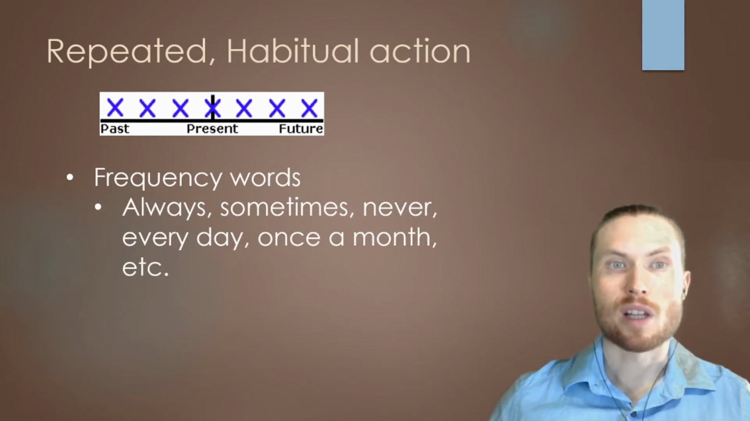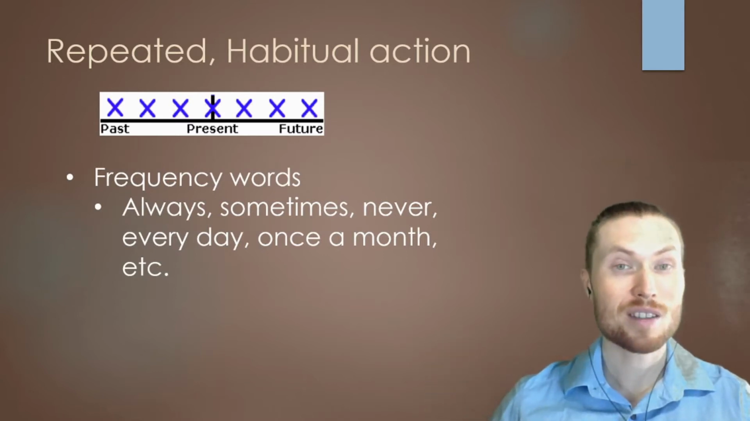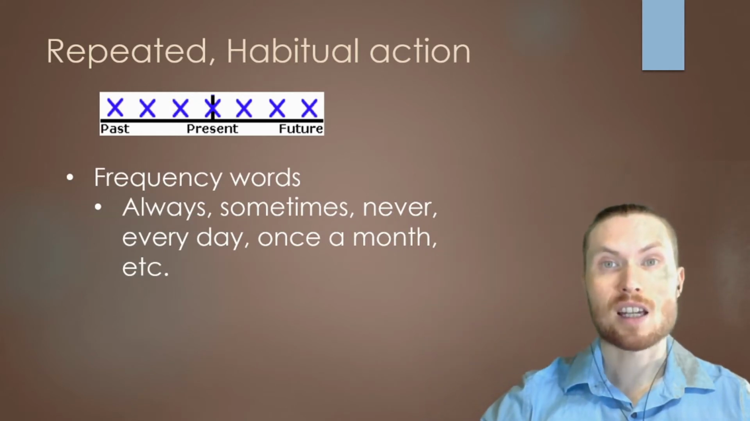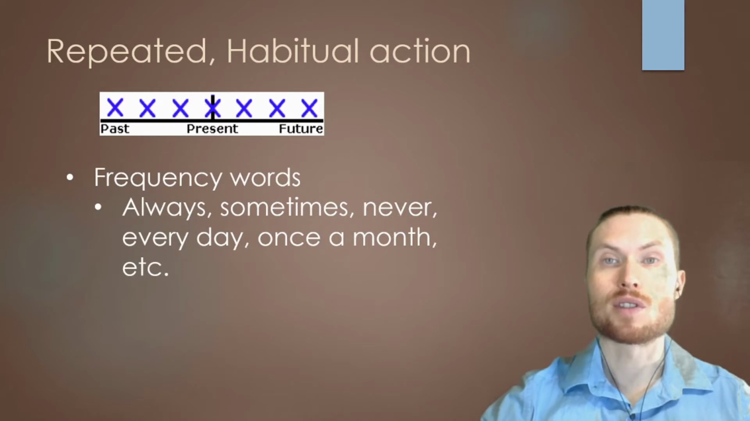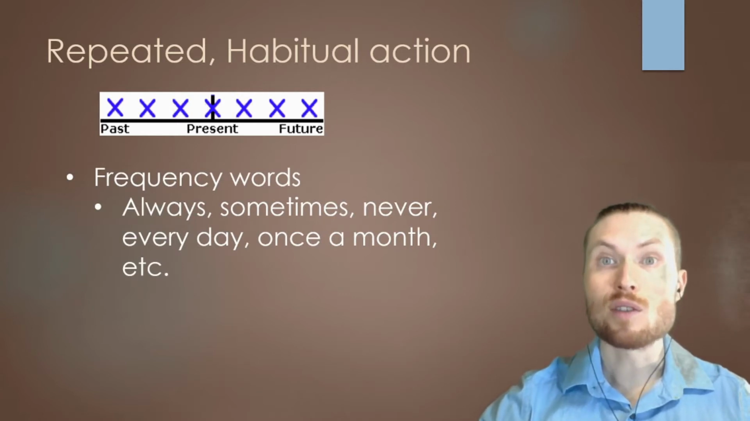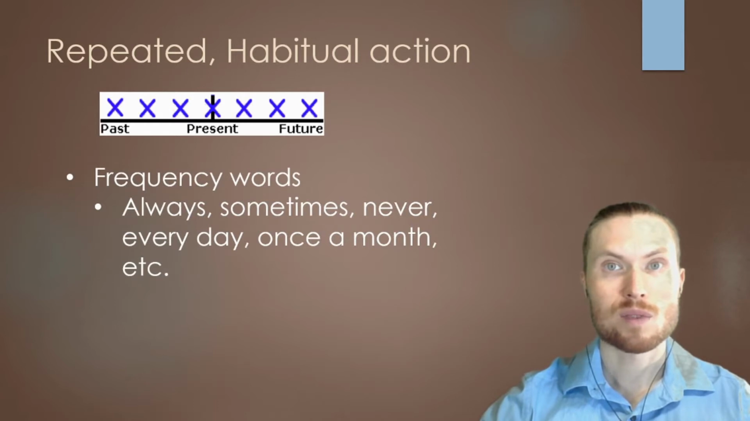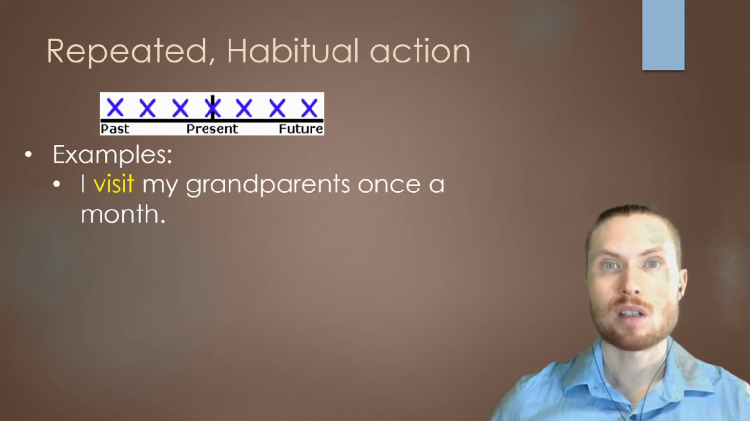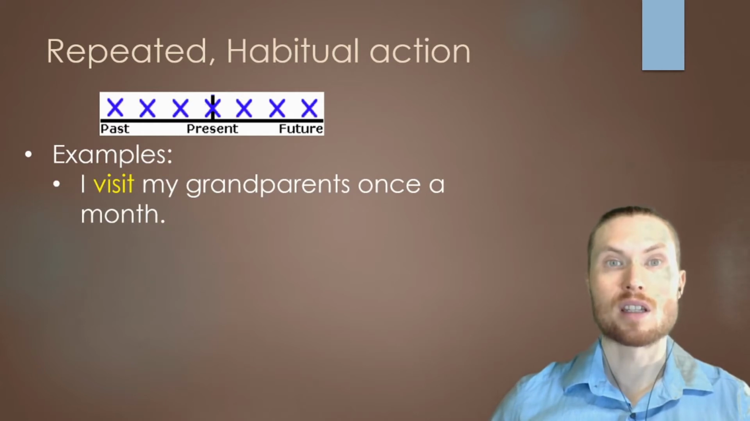So a repeated habitual action is something that you do in the past and in the present and in the future. And often these habitual repeated actions also come with frequency words, such as always, sometimes, never, every day, once a month, etc. So if you see one of these frequency words, the sentence should be in simple present, probably. So let's look at some examples. I visit my grandparents once a month. So once a month is a frequency phrase. So this shows a repeated action.